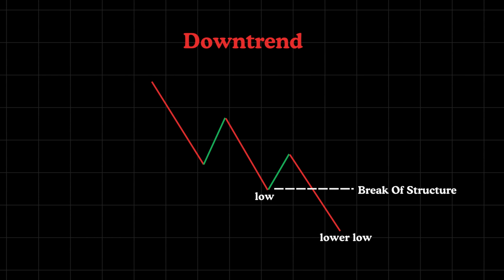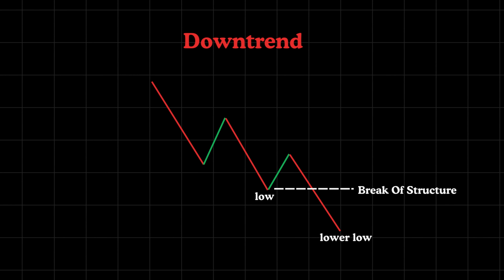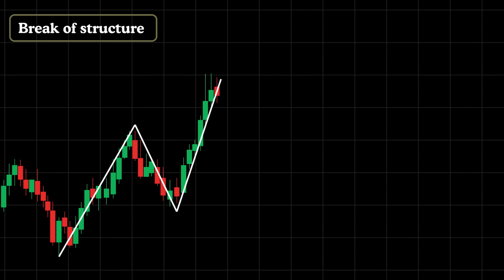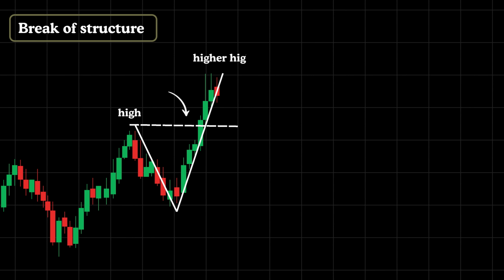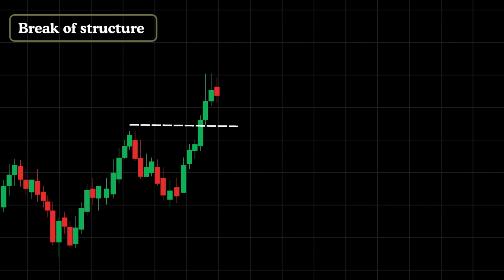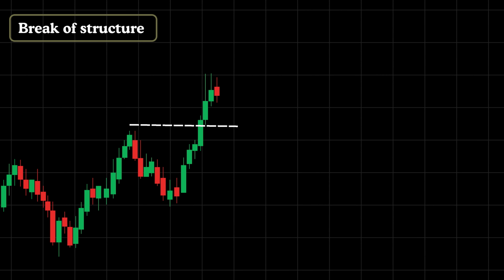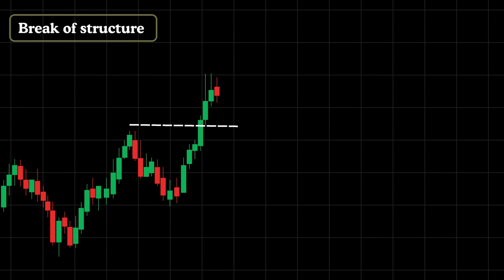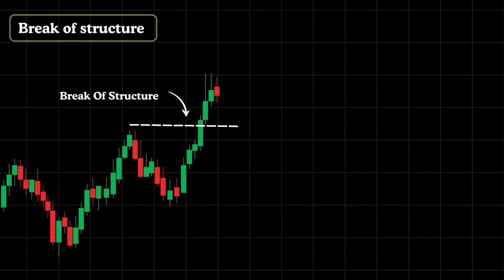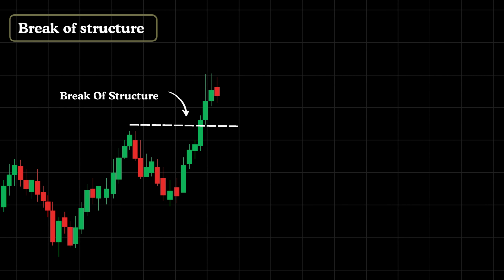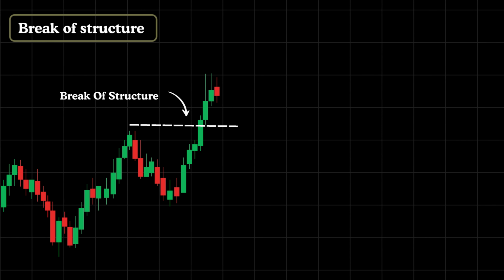So now that you understand what a break of structure actually looks like, let's examine a real chart example. On this chart, it's clear that price is creating higher highs and higher lows, which signals an ongoing uptrend. To spot the break of structure, we just need to observe the point where price pushes above the prior highs and establishes new higher highs, which happens right here, and this marks our break of structure. It's crucial to wait for a full candle close above the previous high for it to qualify as a valid break of structure. Simply piercing it with a wick isn't enough.